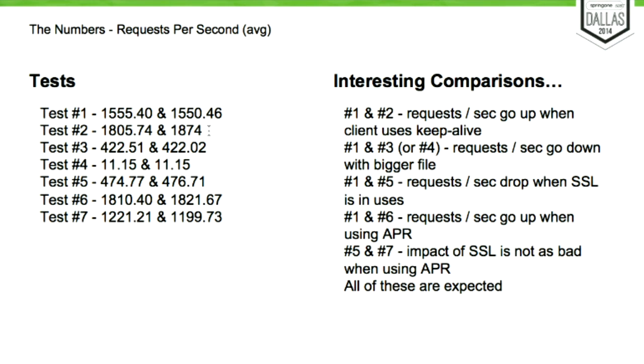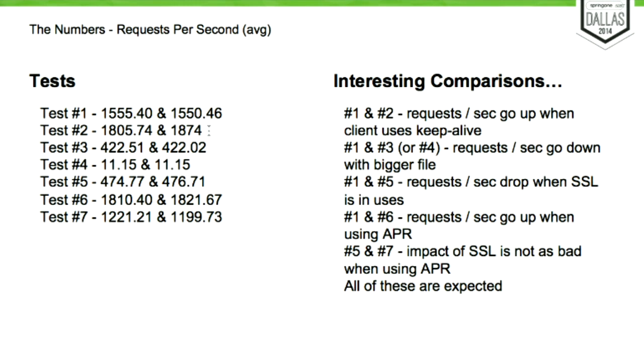So on the left here, we have the different tests, and one of the metrics that we were looking at is the requests per second average. And the tool that we used to generate load was AB, which is just part of the Apache web server. And it's installed on a lot of systems. If you have a Mac, it's on your system right now. If you have a Linux box, it's easy to install. Windows, you can probably get it too.